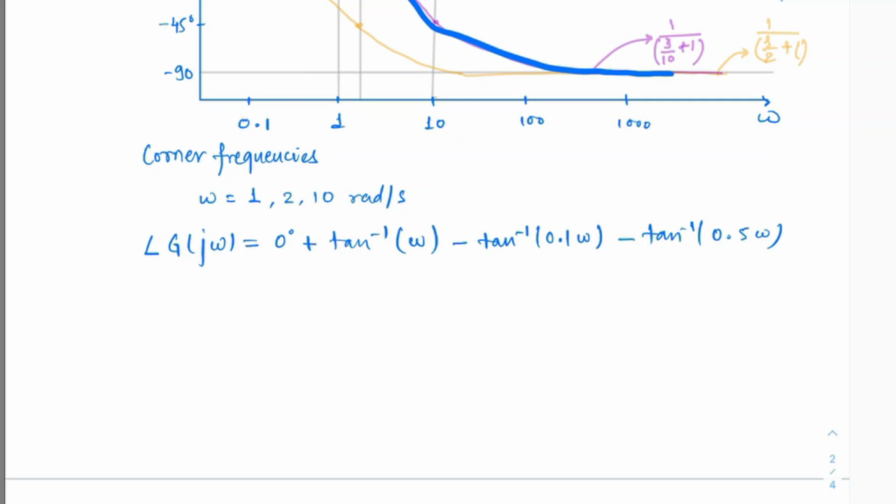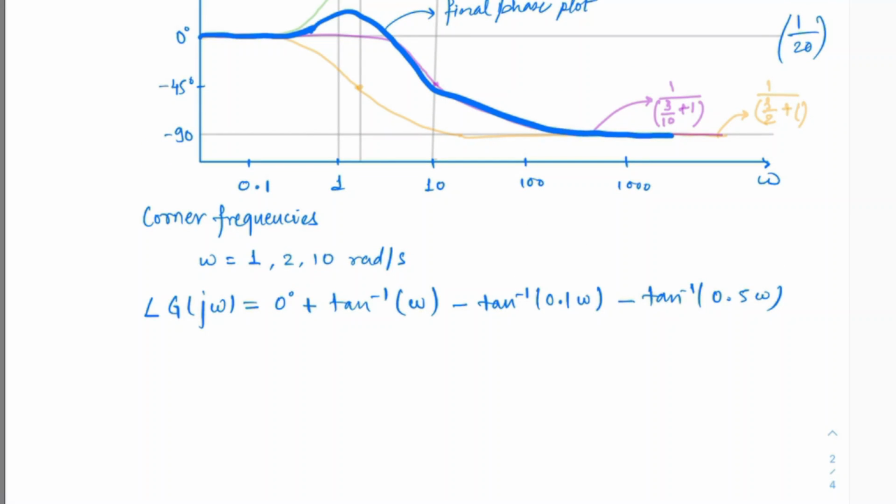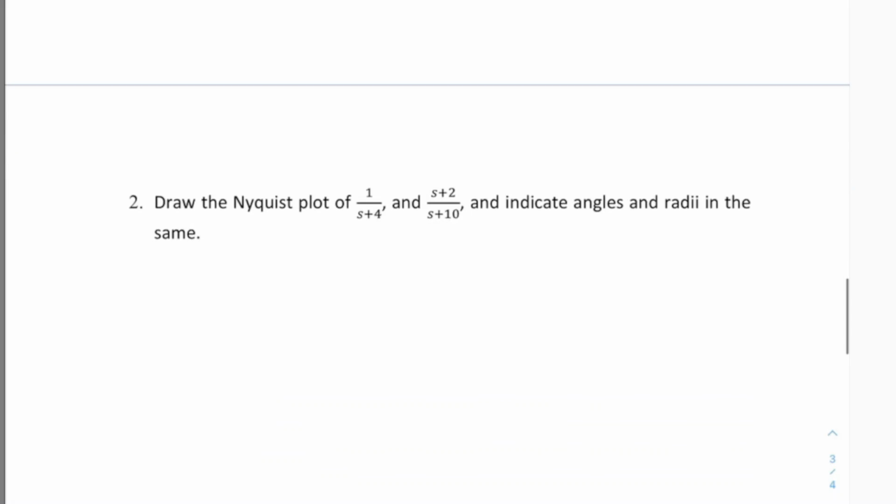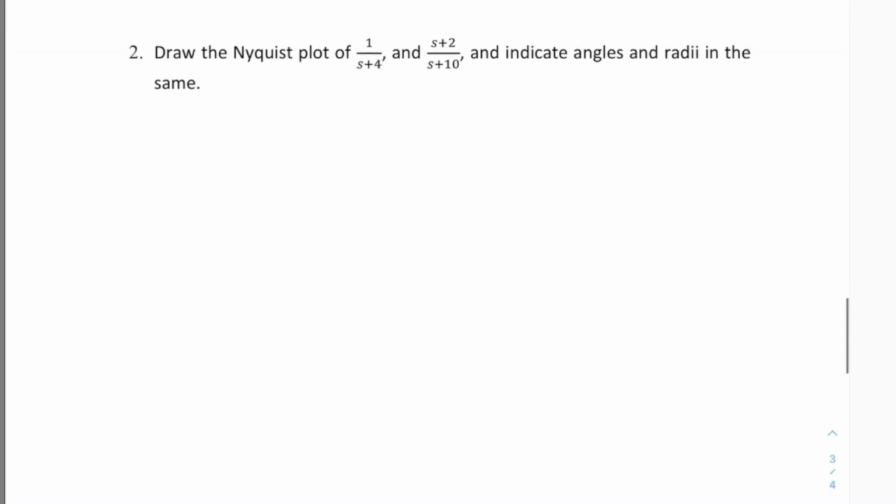So if you sample the equation for this angle, you can figure out what all points will be on the Bode plot. So that is all about the Bode plot. Next, we would be drawing the Nyquist plot for these two transfer functions. So let's start with the first one.